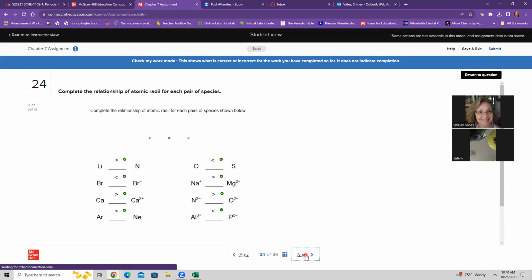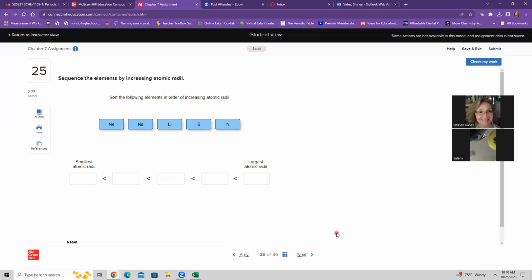All right, next one. This one is increasing atomic radius. This is all about atomic radius, obviously. They haven't done any other trends yet. We know the largest is going to be the one that's farthest over and down. So that would be sodium, right? Yes, the largest is over to the left and down. Then lithium would be next.